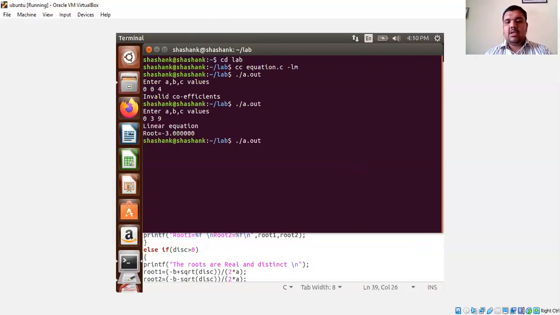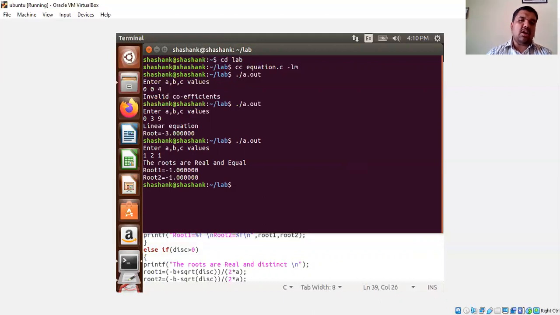Okay, next one. So let us check up for the nature of the roots of the quadratic equation. So I will give 1, 2, 1. So then what will be the condition? Let us see. Then if you press enter, it is going to print that roots are real and equal. So if roots are real and equal, it means root 1 is equal to root 2, which is equal to -b divided by 2a. Then this is equal to -1. That's why.